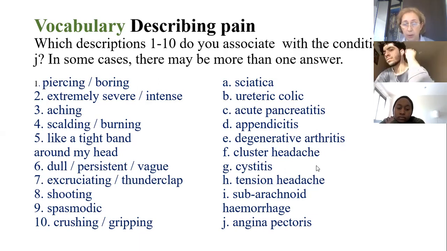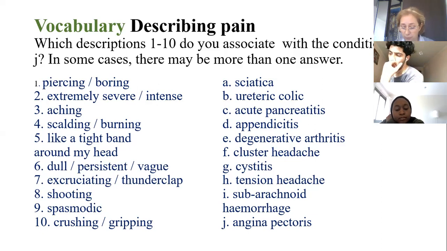Cluster headache. We know this is the pain in the head. Cystitis, cystitis. Where is it located? What can a patient feel if he has cystitis? It's the pain at the bottom also of the stomach. Do you see? At the bottom of the stomach. Then tension headache, we know.